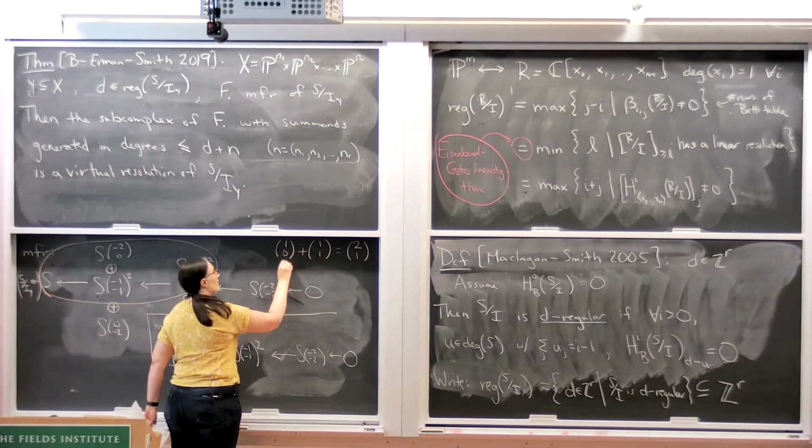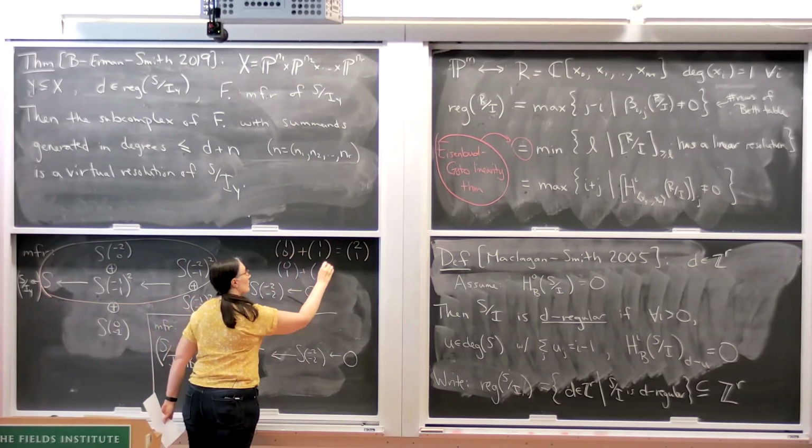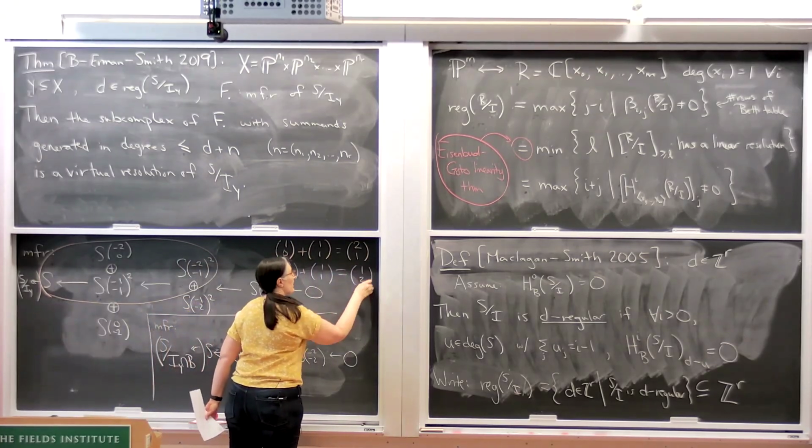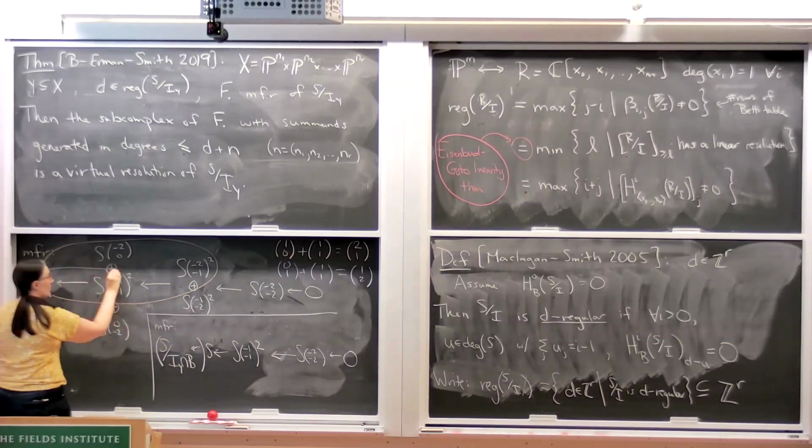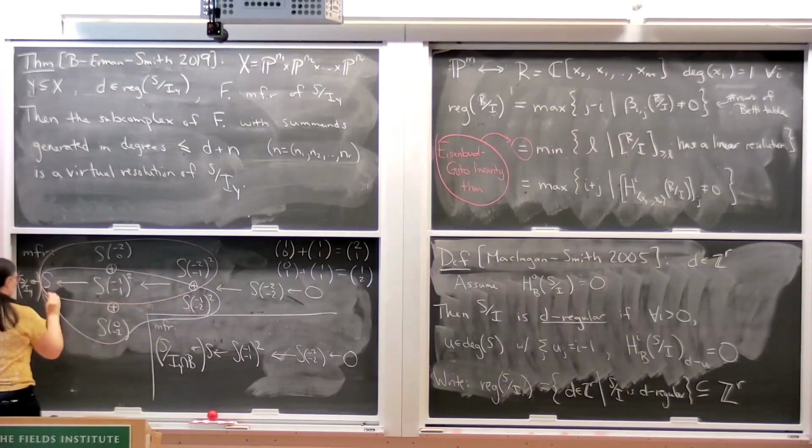Similarly, this is totally symmetric, so I can do the same thing in the other direction. I get this. So now you have 3 different virtual resolutions besides the minimal free resolution for S mod I_Y in this example. All right, so that's that.